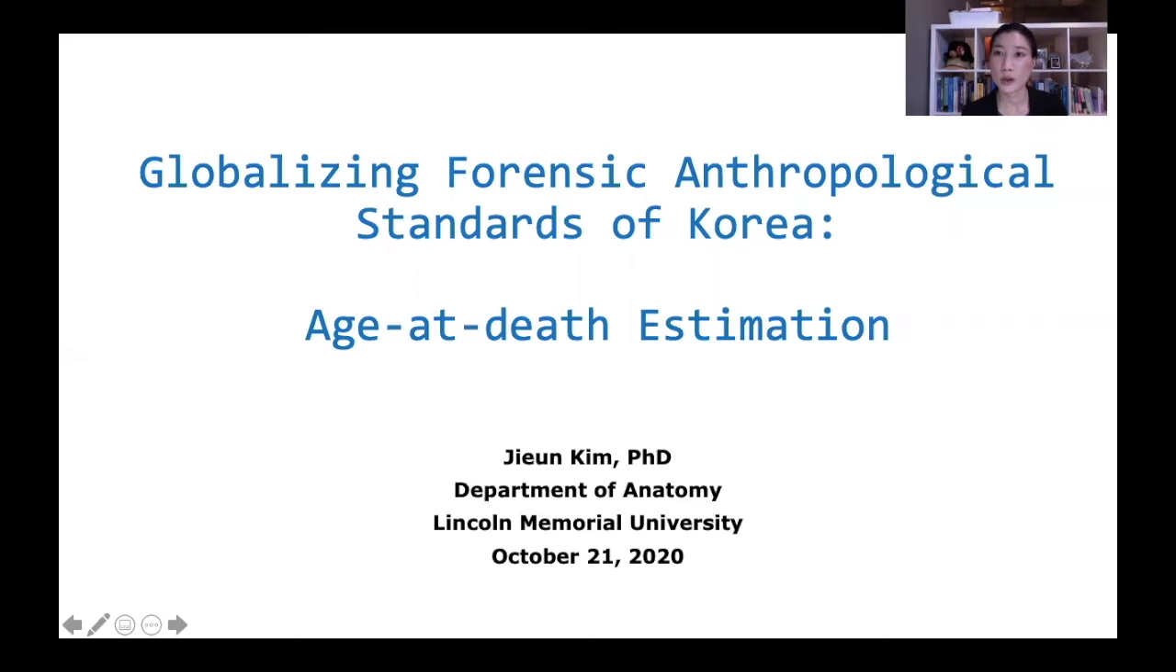Today, I'm going to talk a little bit about how we're going to globalize forensic anthropological standards for South Korea, and we're going to see how we develop age of death estimation specifically as an example.